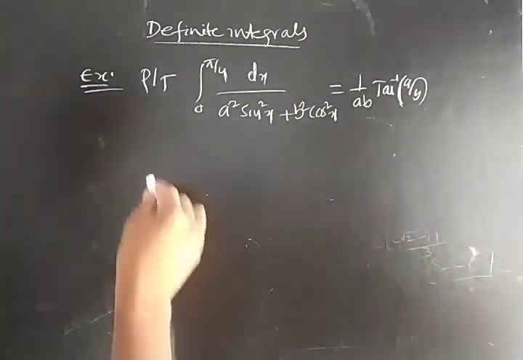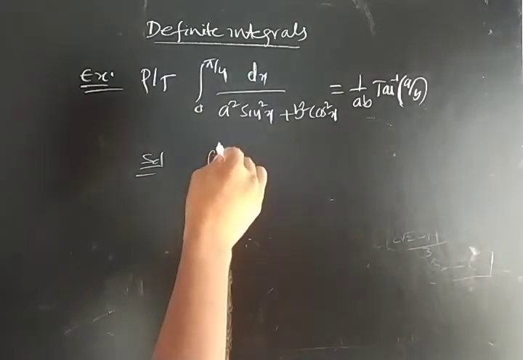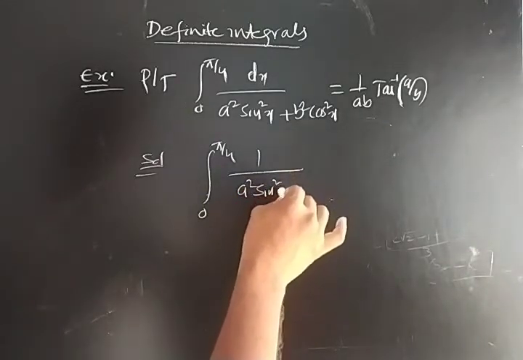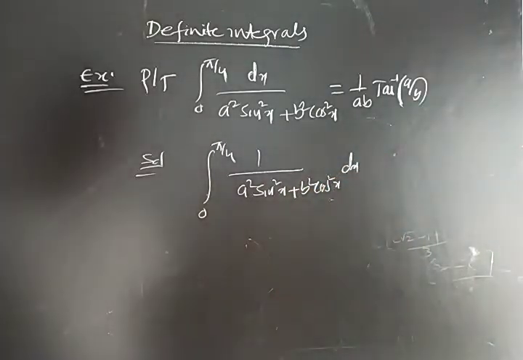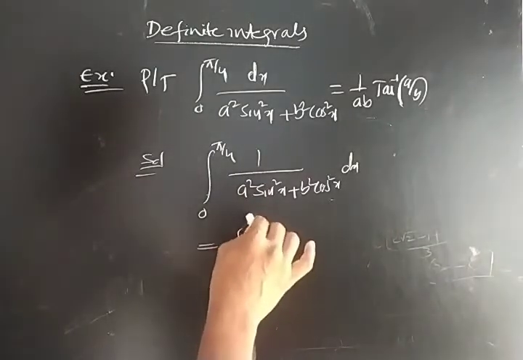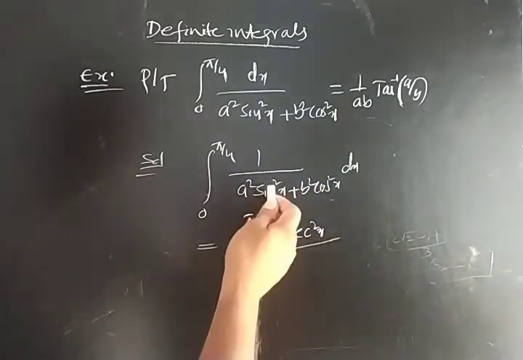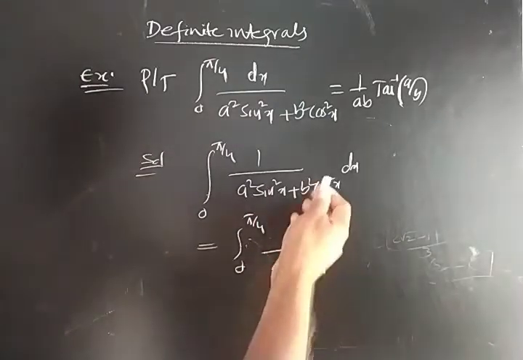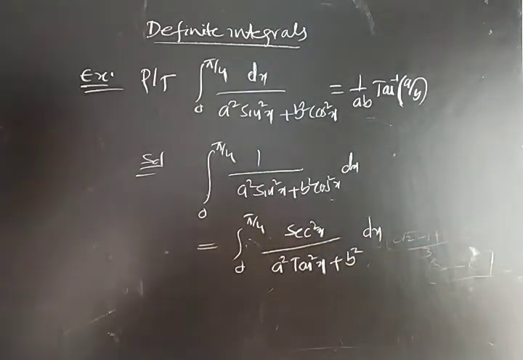So I am taking the integration here. Solution. Given the integral from 0 to pi by 4 of 1 by a square sin square x plus b square cos square x dx. Here, numerator and denominator I am dividing by cos square x. So 1 by cos square x will be secant square x, and sin square by cos square x is tan square x, and cos square x by cos square x becomes b square, dx.